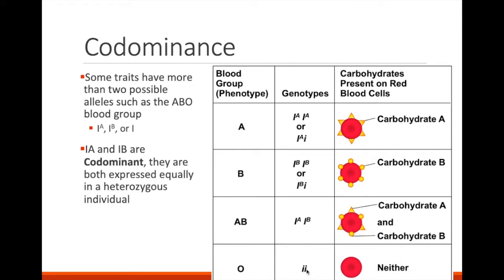And then blood type O, little i, is the homozygous recessive, and it doesn't have any antigens on the blood. So that's what makes blood type O the universal donor, and blood type AB the universal recipient for blood transfusions.